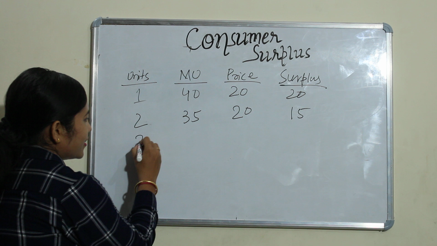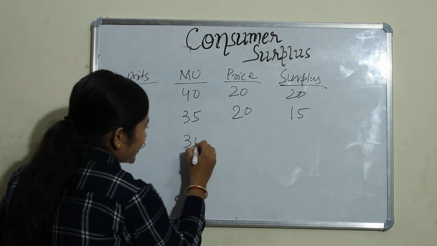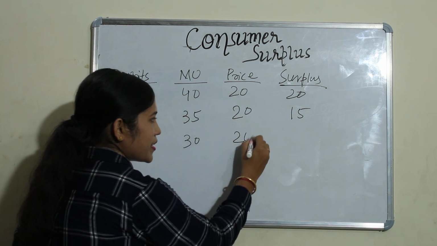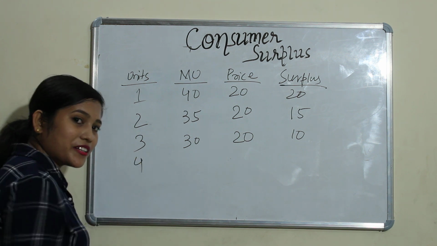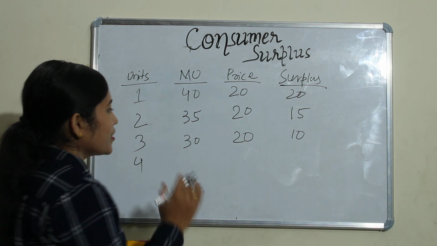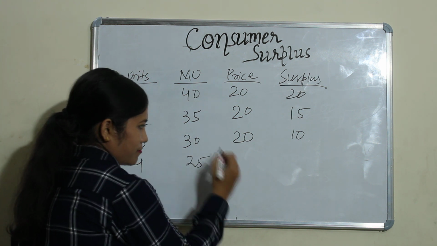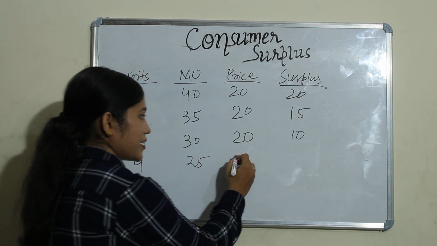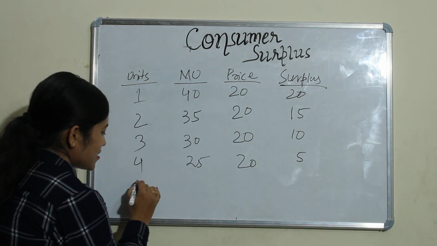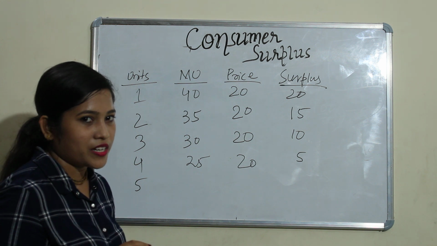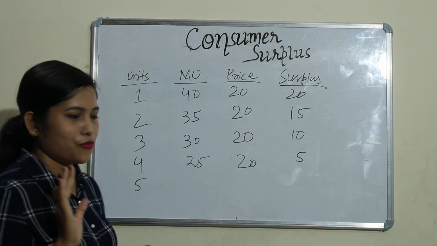15. For the third glass of water, again your marginal utility declines to 30. But still the price is 20. So here consumer surplus is 10. For the fourth unit of glass of lemon water, your marginal utility still declines. Let's say 25. But price is the same, 20. Here your surplus is only 5. The last, fifth glass of water. Now you are somewhat exhausted. Okay, let's take the last glass of water.